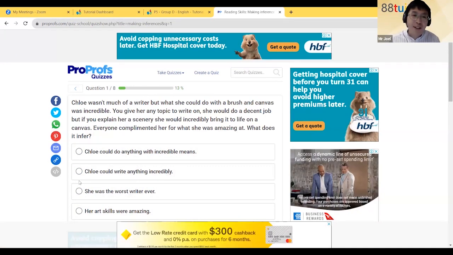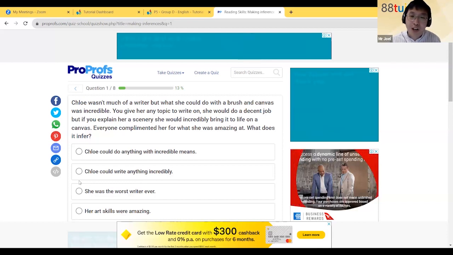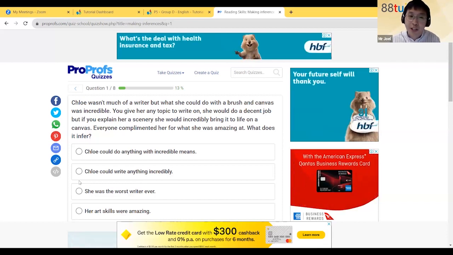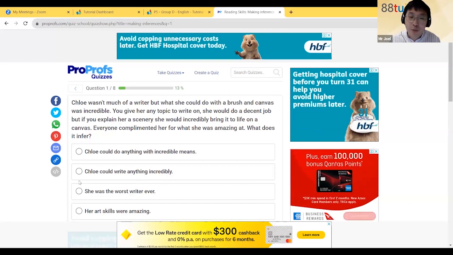Chloe wasn't much of a writer, but what she could do with a brush and canvas was incredible. You give her any topic to write on, she would do a decent job. But if you explain her a scenery, she would incredibly bring it to life on a canvas. Everyone complimented her for what she was amazing at. What does this paragraph here infer?